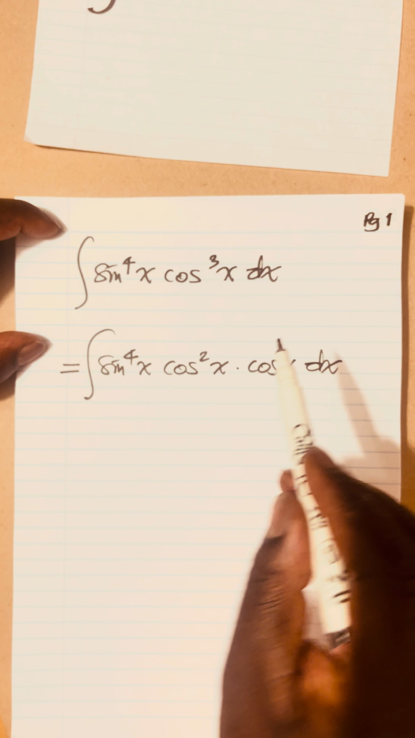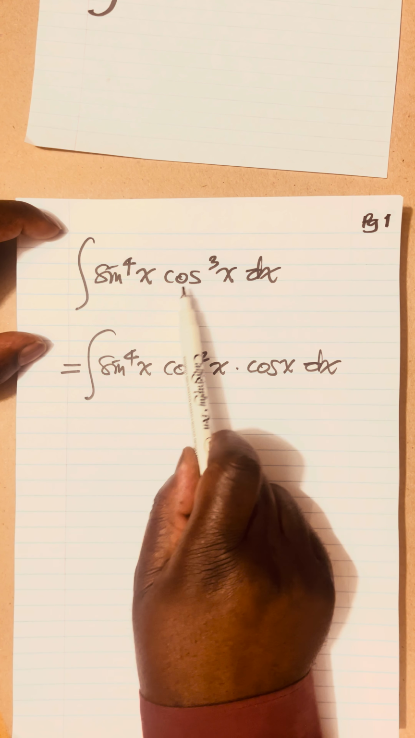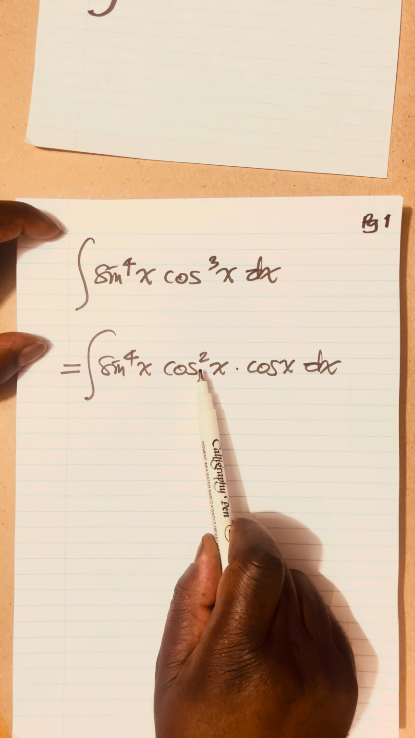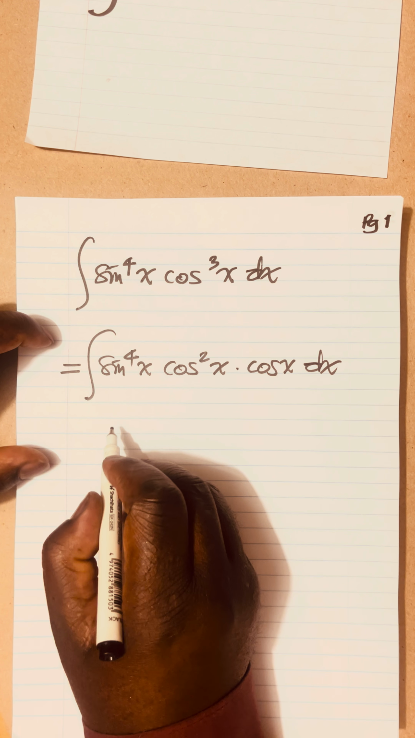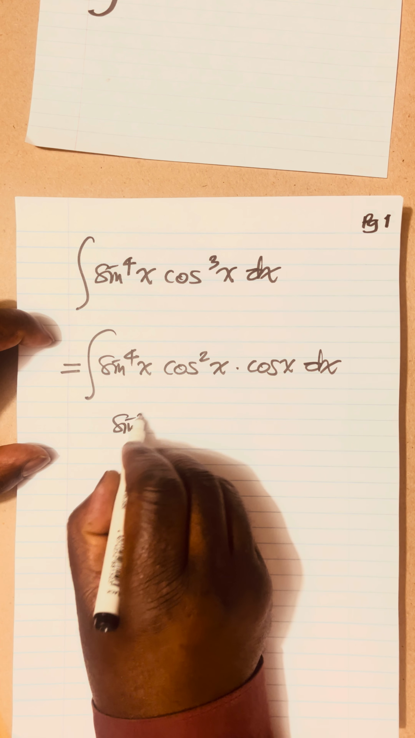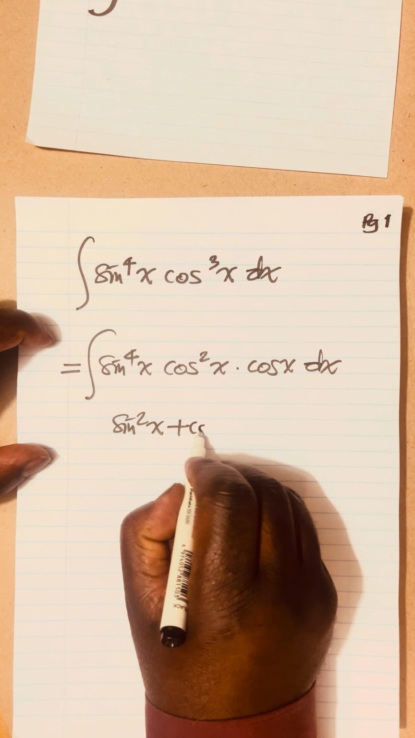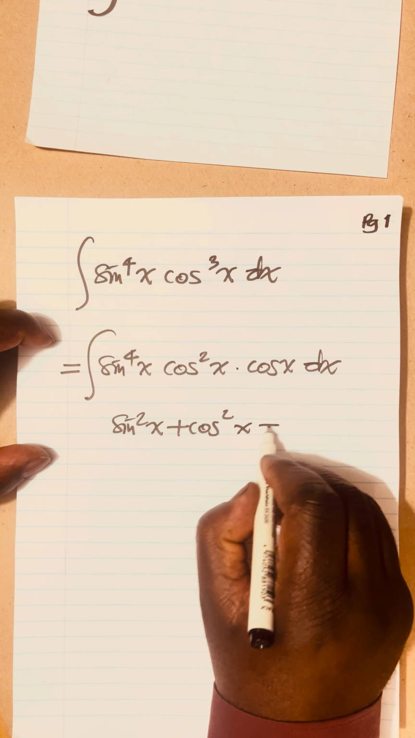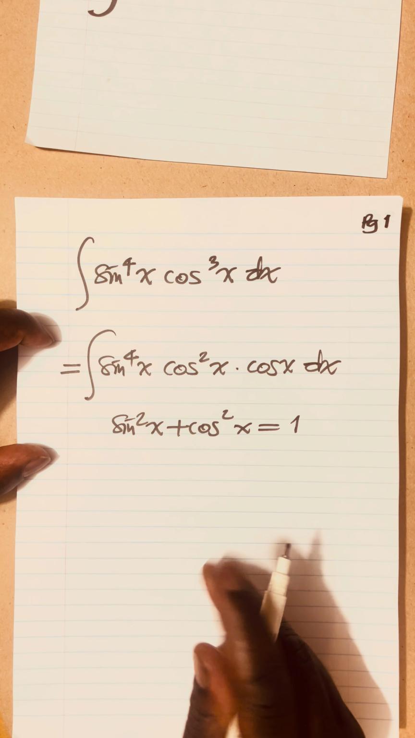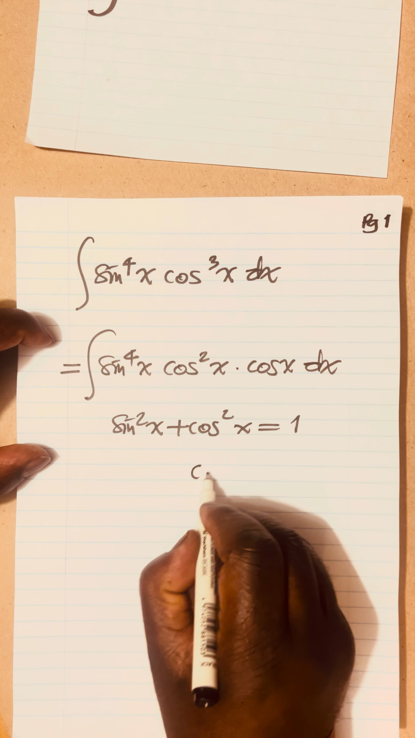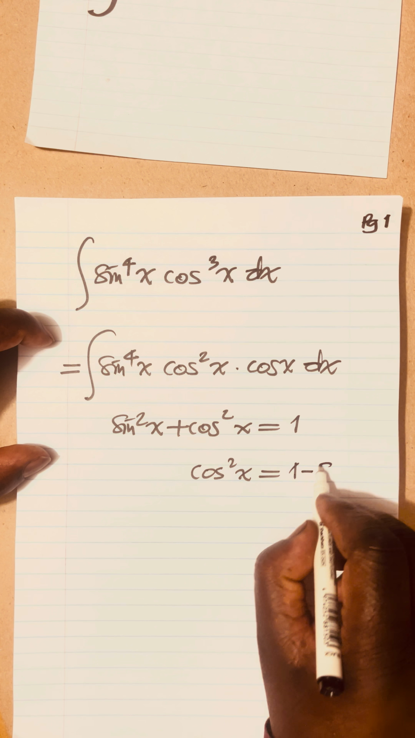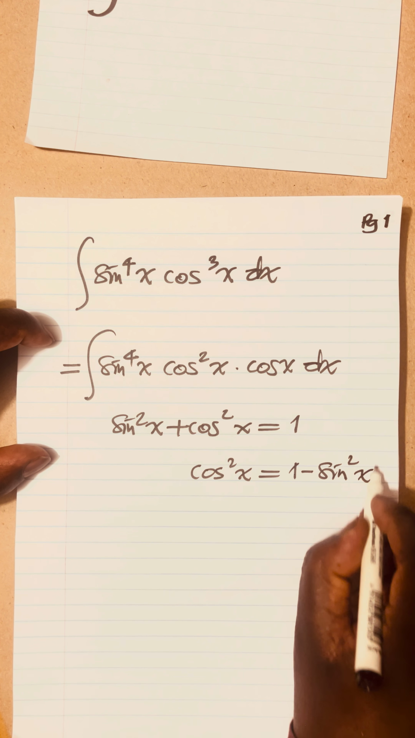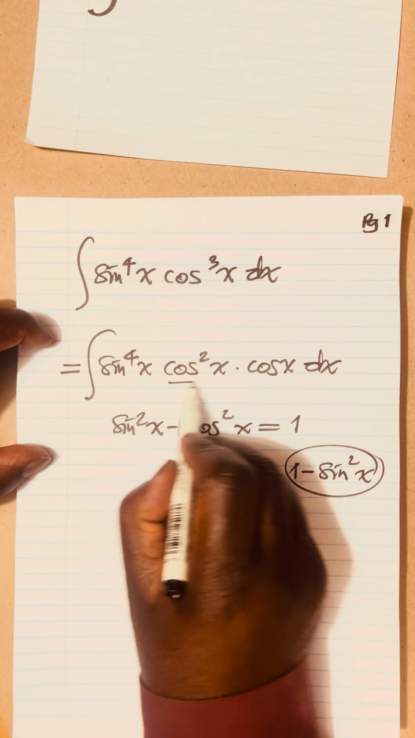Watch how I've broken down cosine to the power 3 of x to cosine squared of x times cosine of x. Now we are going to use a simple trig identity here that says sine squared of x plus cos squared of x, the answer is 1. And therefore I want to get rid of this. This means I must make cosine squared of x subject of formula. This is what I get. So that expression must come into that space.